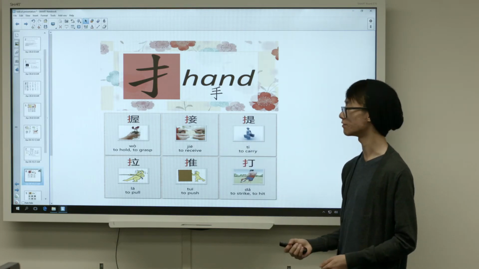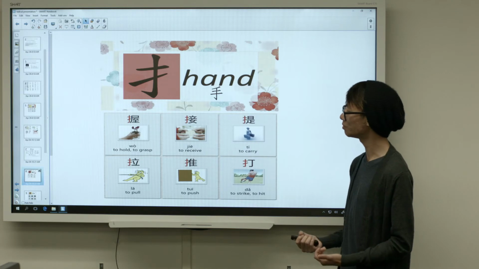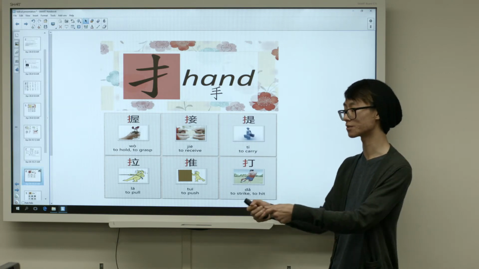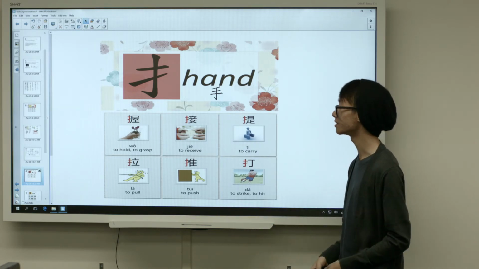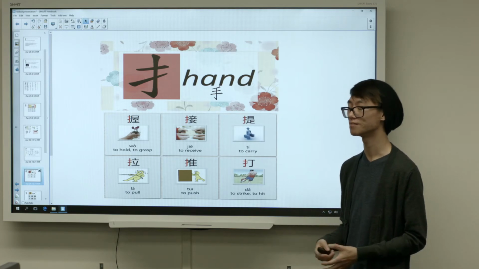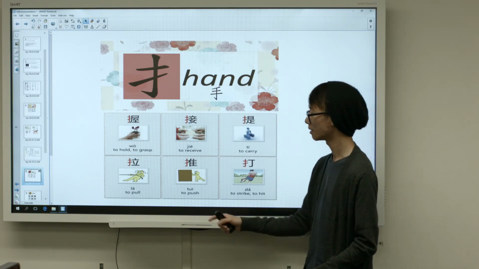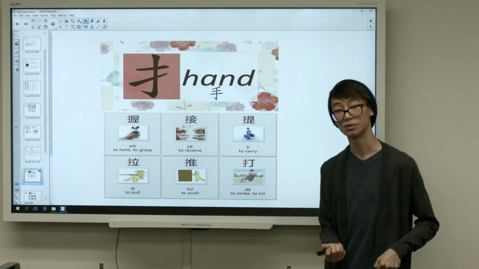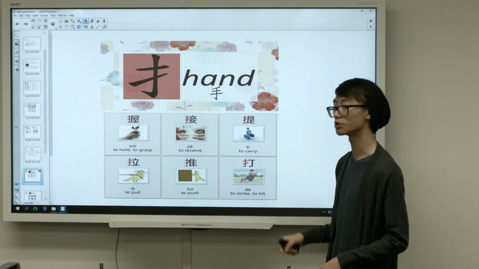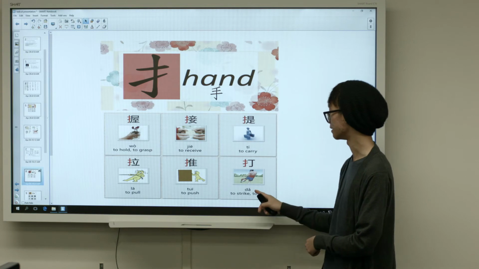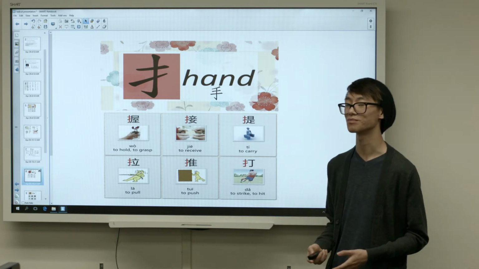接 is to receive. Now look at the picture. It has 2 people using 2 hands to give something to somebody. This implies respect. 提, which means to carry. 拉, which means to pull. 推, which means to push. Da, which means to strike or to hit something.